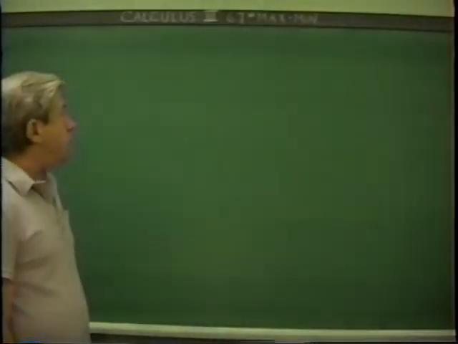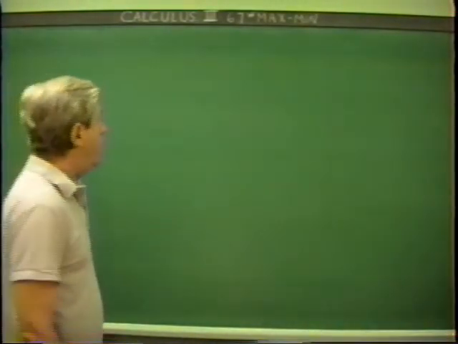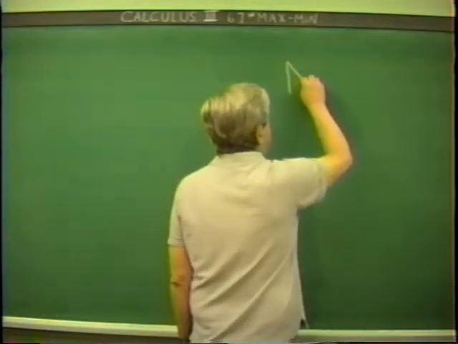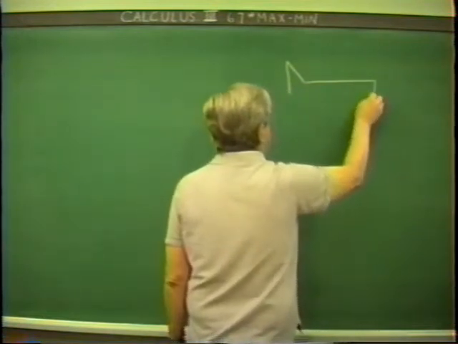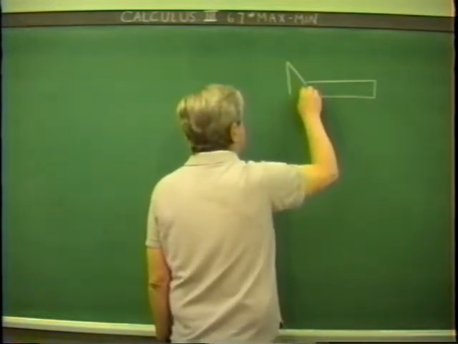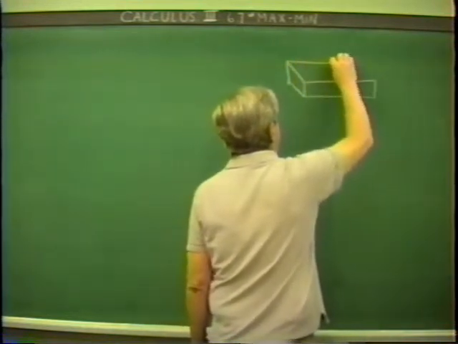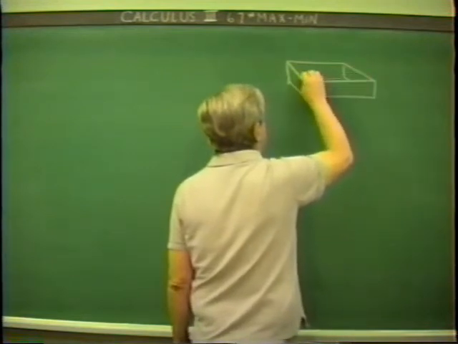I want to take a look at an applied maximum problem, a simple one. A situation where you've got something that depends on several variables and you want to determine where the maximum occurs, where the minimum occurs. Right? In this case, let's imagine that we wish to make a box like so, with an open top.